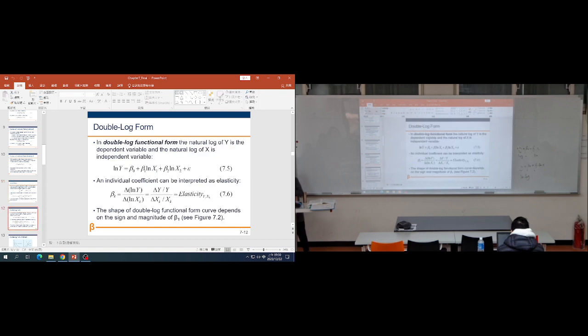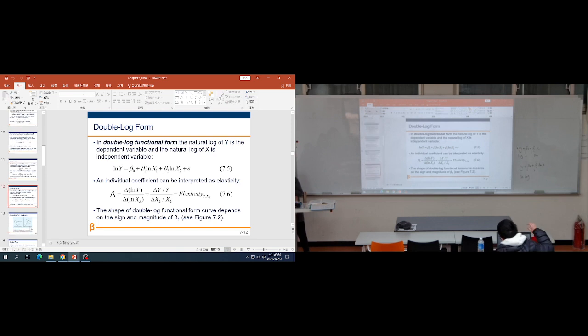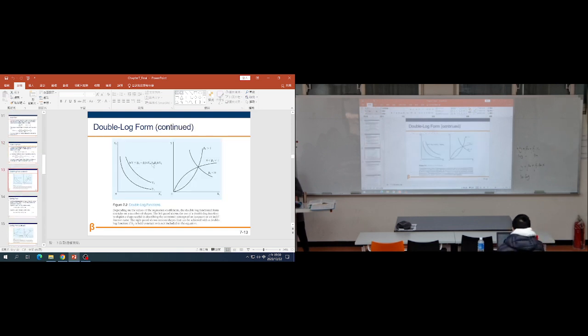So this is what we call elasticity for the double log. Let's go back to the double log forms. Usually the diagram is something like this. In terms of beta 1 being between 0 and 1, or less than 0, or greater than 1, the diagram would be different.